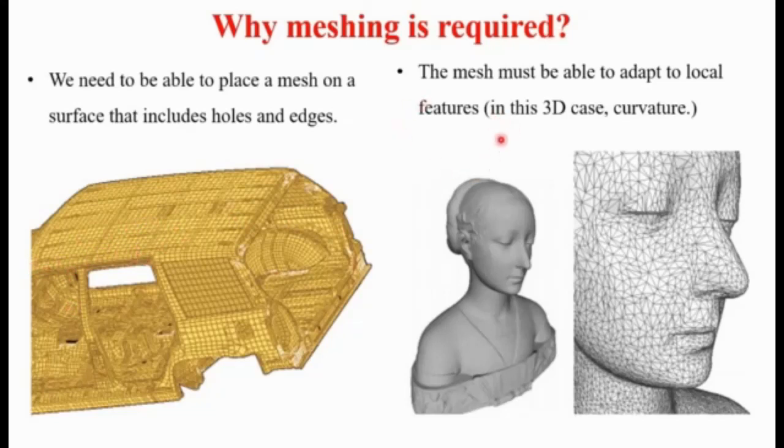Then again, the mesh must be able to adapt to local features. In this 3D case, curvature is the local feature. In this 3D model, we must mesh the object smoothly, so the meshing should follow the 3D features and adapt to the local feature, that is, the curvature shape.